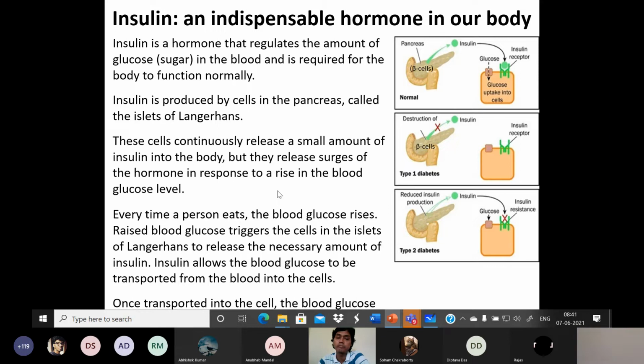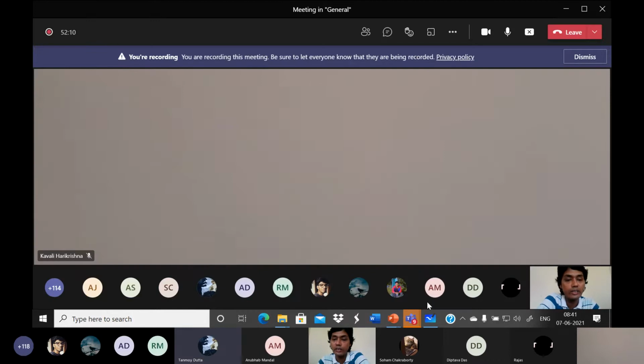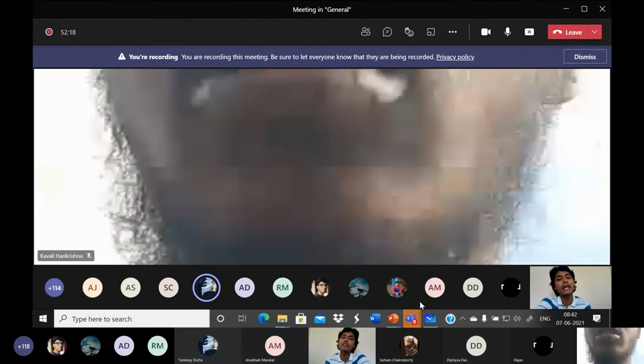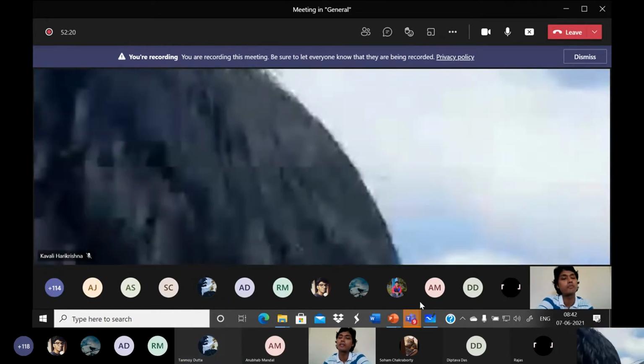So, why is the insulin production reduced in type 2 diabetes? In type 1, it was destroyed by the immunity, but what is happening in type 2? Yeah, good question. But I would say even no one knows properly actually.